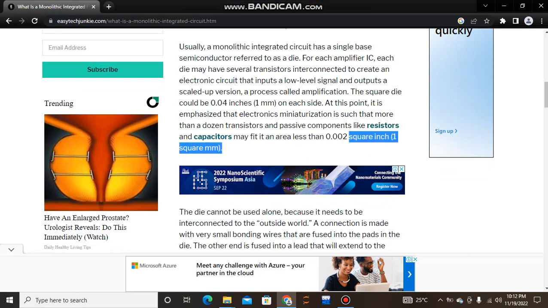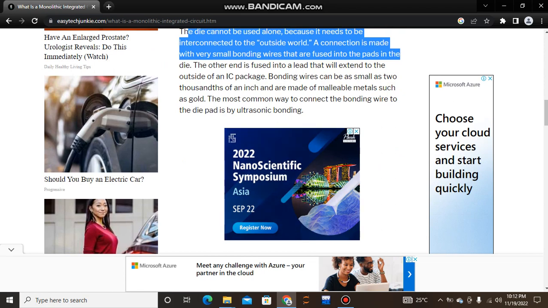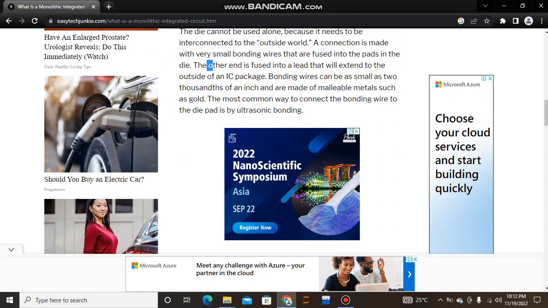Okay, so the die cannot be used alone because it needs to be interconnected to the outside world. A connection is made with very small bonding wires that are fused into the pads on the die. Okay, the other end is fused into a lead that will extend to the outside of an IC package.